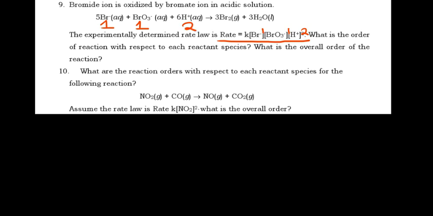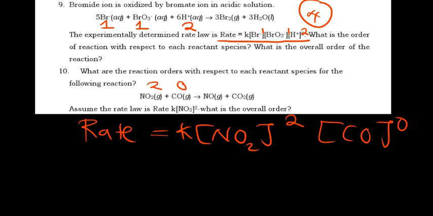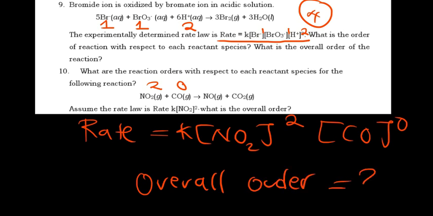What is the overall order of the reaction? So you add all the reaction orders. 1 plus 1 plus 2, so 4. Question 10. What are the reaction orders with respect to each reactant species for the following reaction? Okay, so here we are given the rate law is that. So our rate law is K, and then dependent on nitrogen dioxide squared. So the other reactant is not appearing, so obviously it's the power 0, and then the other one is a 2. What is the overall order? Overall order is 2 plus 0, which is just 2. So overall order is a 2 for question 10.